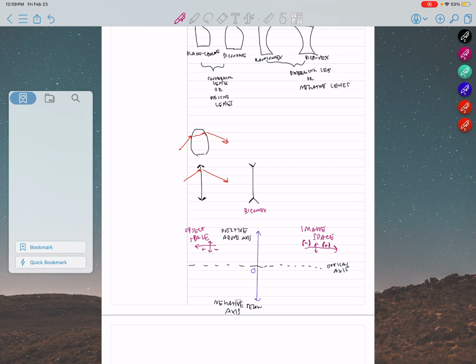Okay. Now, I'm going to have a light source somewhere in the object space, and it's so far away that all the light coming from that light source is going to be parallel to the optical axis. So all the light coming in is going to be parallel to the optical axis, and so I'm going to have a bunch of rays parallel to each other. So they're going to be like this.